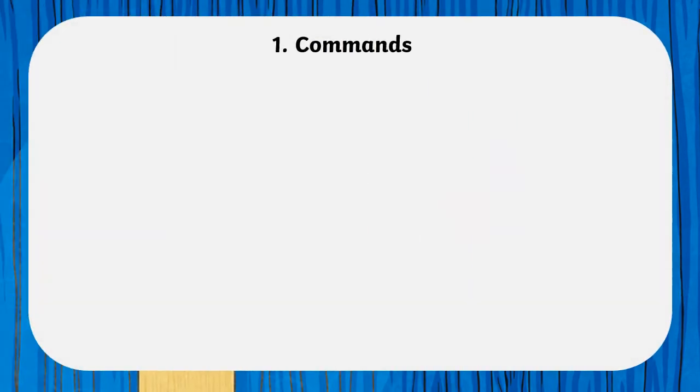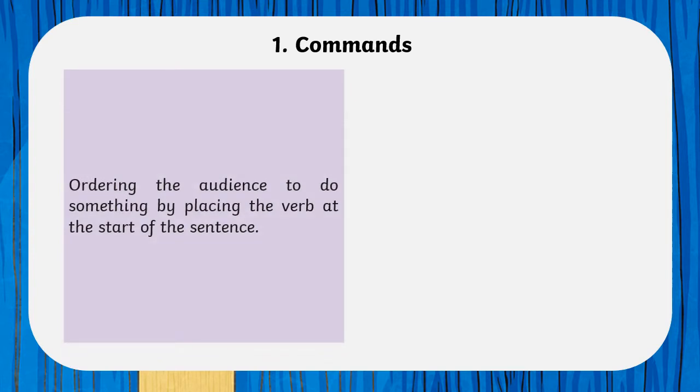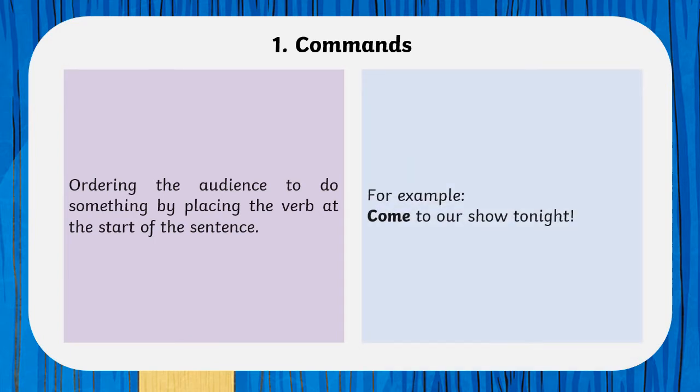The first technique in the Cape Forest method is C for command. What does it mean to command your audience? It means you're ordering the audience to do something by placing the verb at the start of your sentence. Okay, for example, come to our show tonight. So in this example, you are commanding the audience to come to your show. This example here is an advertisement about a show. So not a speech, but an advertisement about the show. So what you're going to do is you can command your audience to do something that you want them to do.